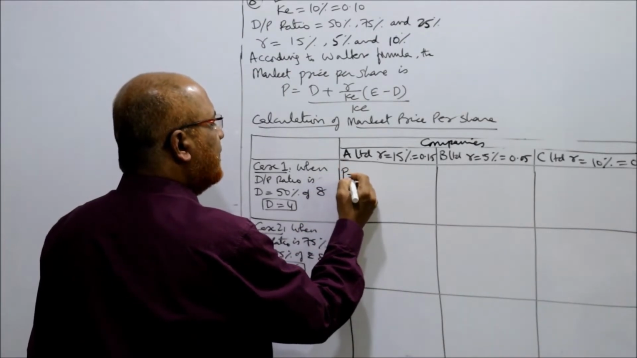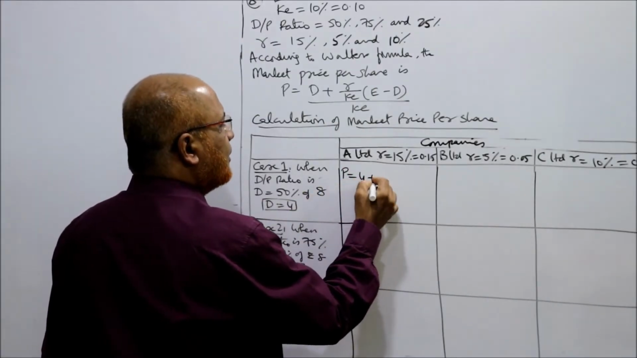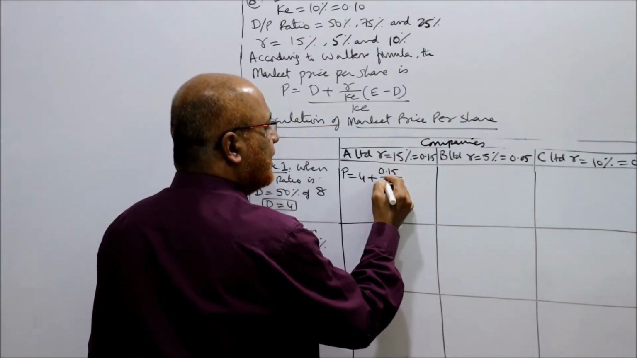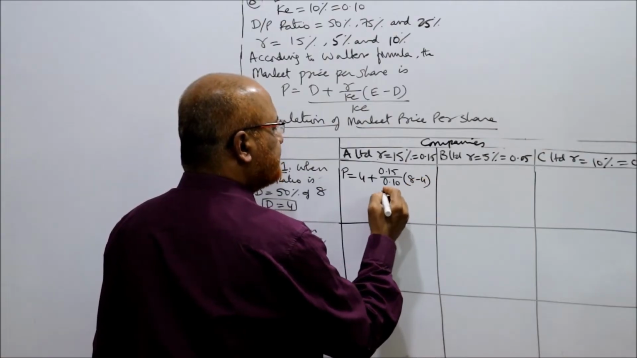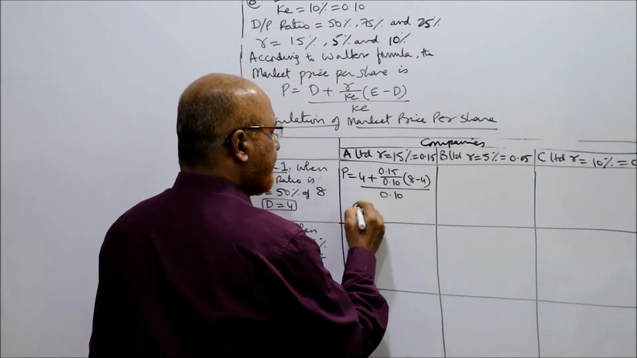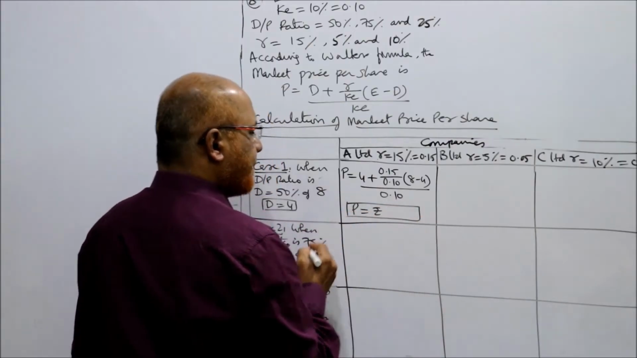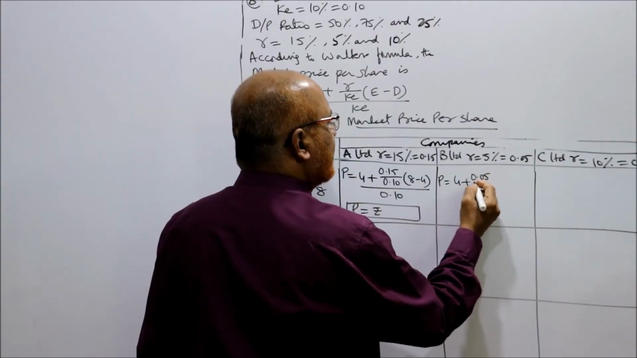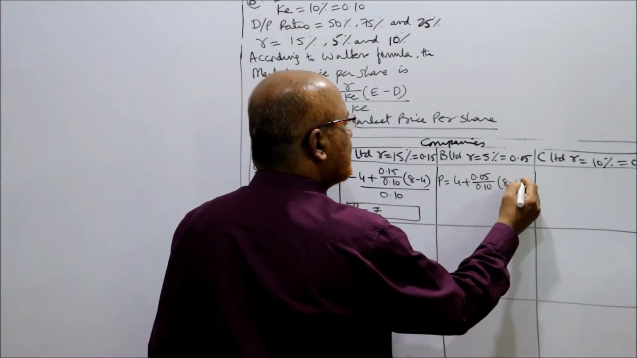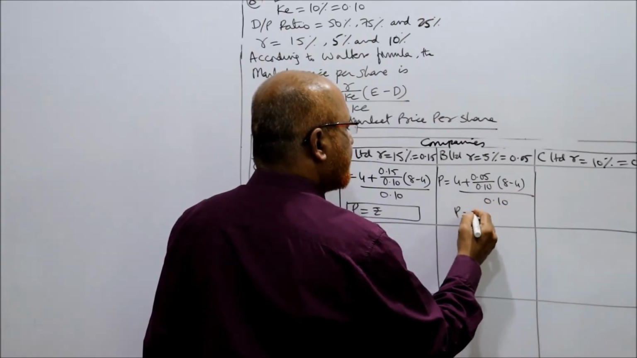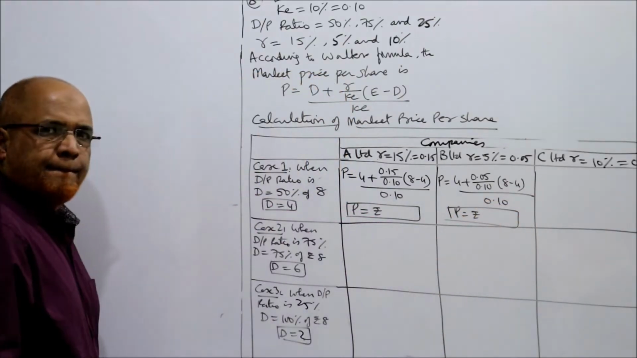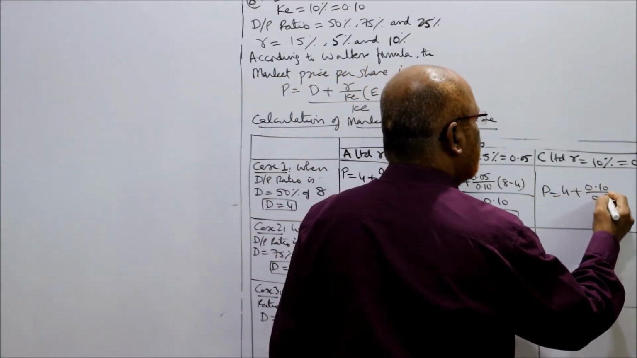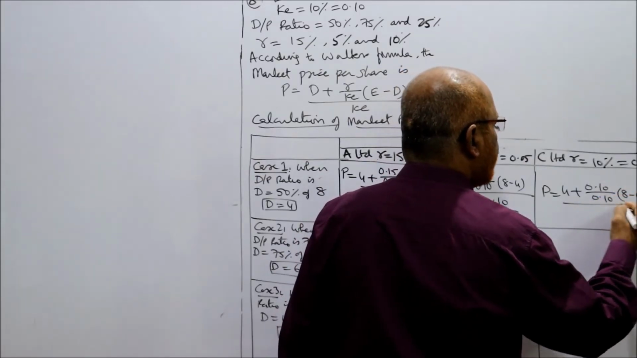P is equal to D. How much is the D here? 4. Plus R by K. R, internal rate of return is 15%. K 10%. 8 minus 4. That's it. Similarly, P is equal to 4 plus 0.05 divided by 0.10. 8 minus 4. P is equal to 4 plus 0.10 divided by 0.10, 8 minus 4.